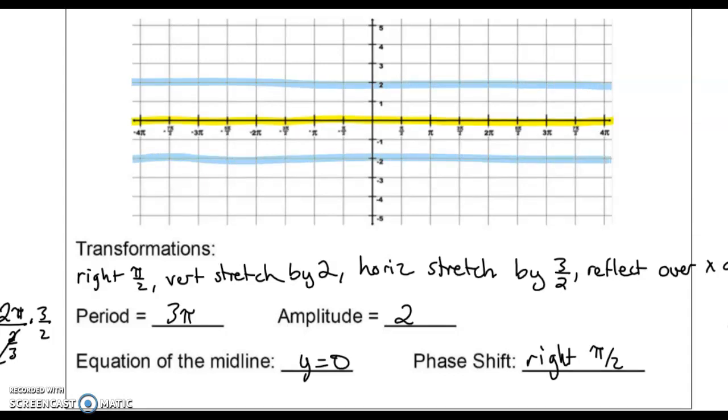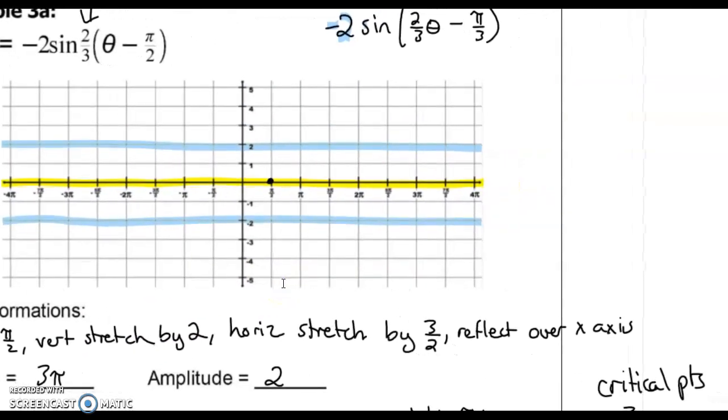All right, so sine starts on the midline. That doesn't change even with the reflection, and so it moved right pi over 2. So it starts right pi over 2, so we're here. Okay, so we're going to have to think about this. What I did on mine, I had to do a little math on this one.